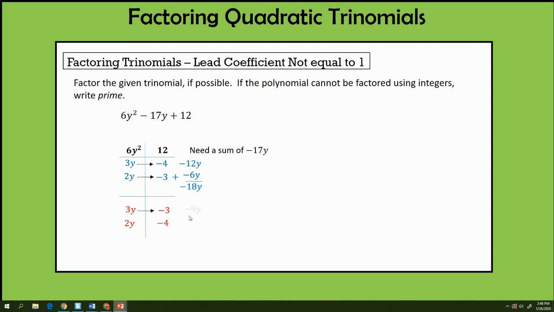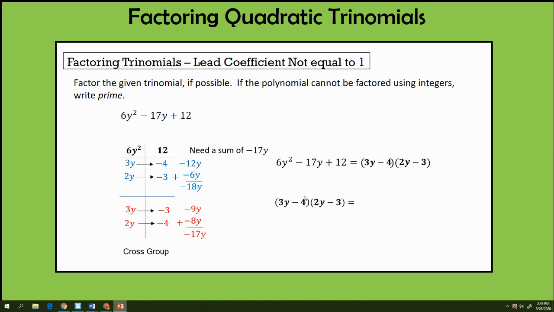So what's 3y times negative 3? Negative 9y. 2y times negative 4 is negative 8y. Add those together, there's our negative 17y. So just flip-flopping these two made the difference, right? So now when I put them in my parentheses, my two binomials, I have to cross group it. 3y and negative 4, 2y minus 3.